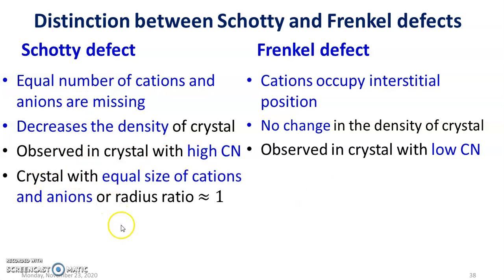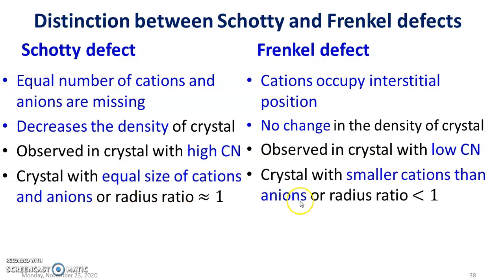In case of Schottky defect, crystals with equal-sized cations and anions show the defect, that is, radius ratio nearly equal to 1. For Frenkel defect, the crystal has smaller cations than anions, or radius ratio less than 1. So such a type of crystal shows the Frenkel defect.